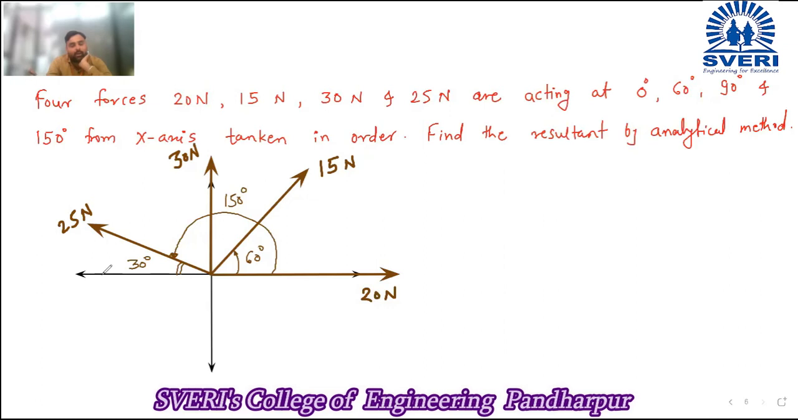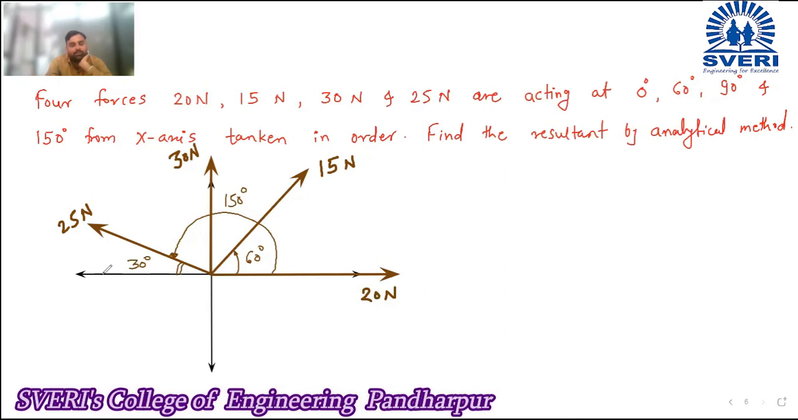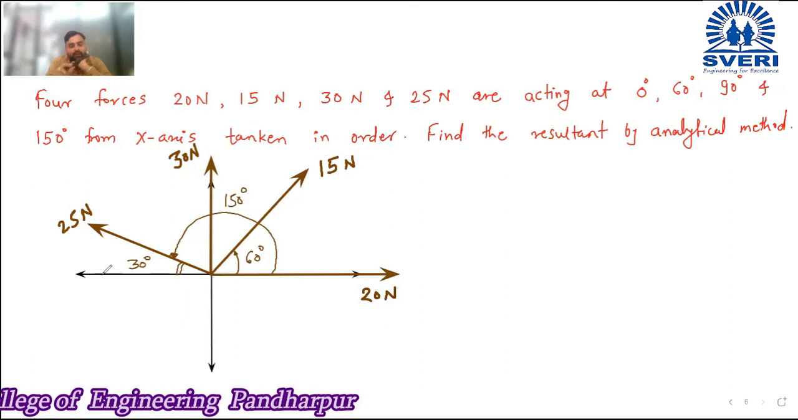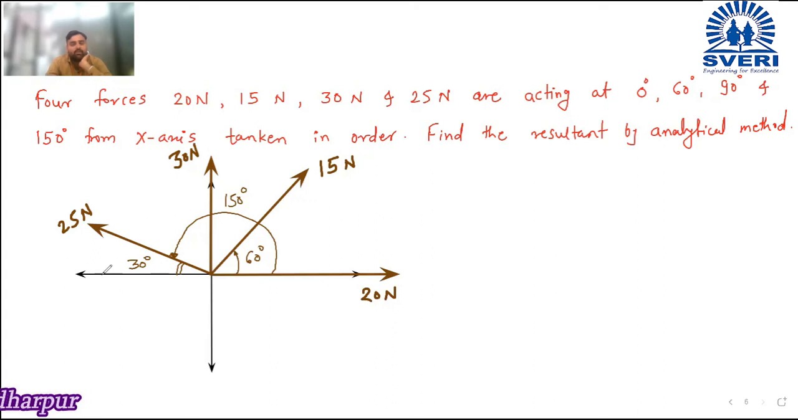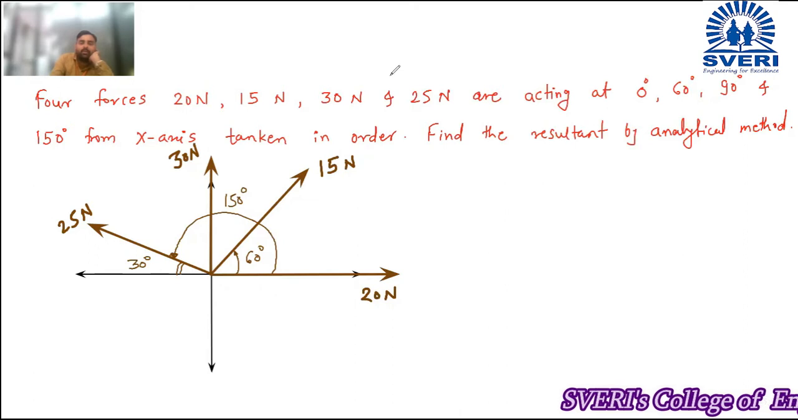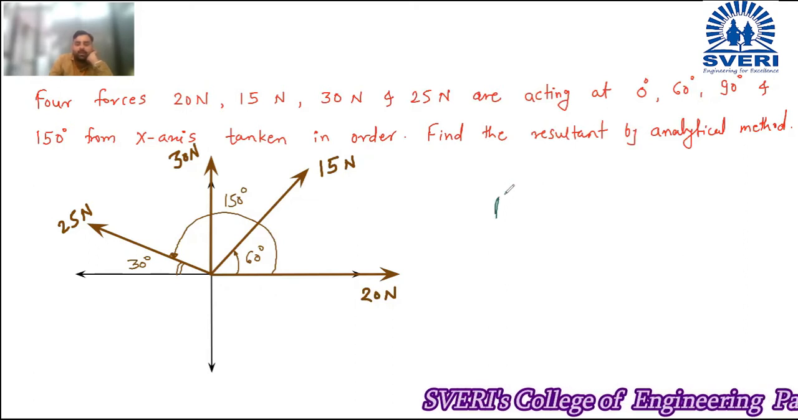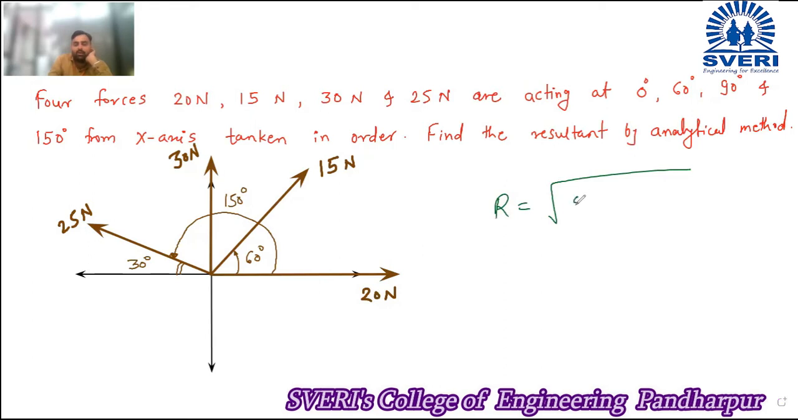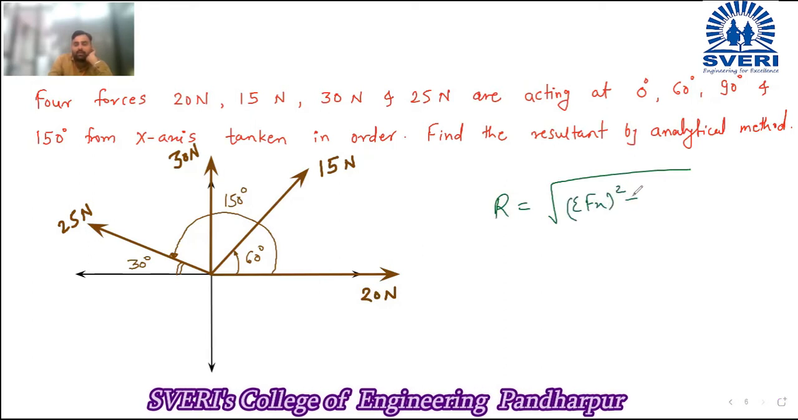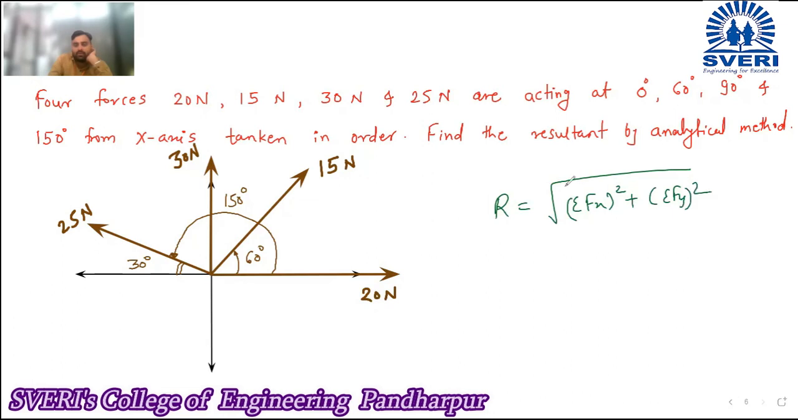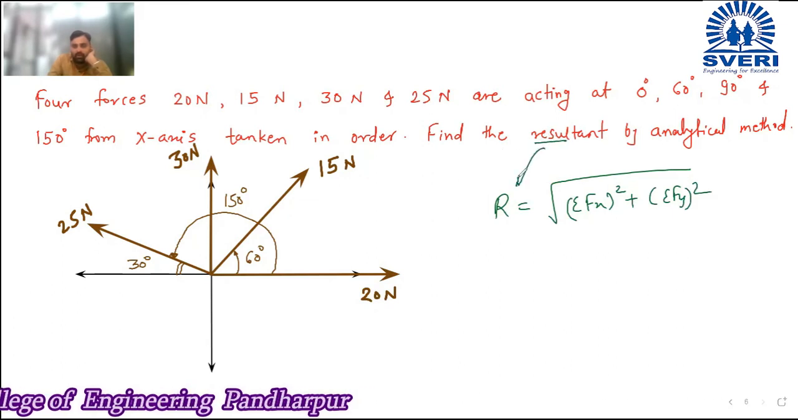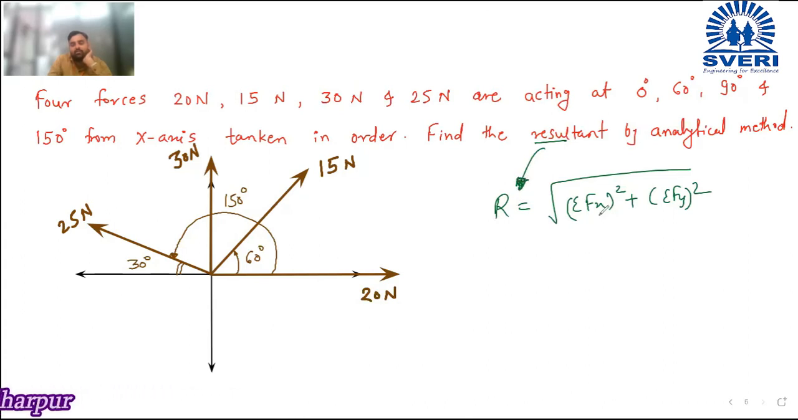So moving further. Now what is our requirement? See the numerical, 4 forces are given: 20, 15, 30, 25. We need to find out the resultant of all these forces. So what is our formula? Don't write anything right now, I am writing just roughly for your understanding. Our formula is R is equal to under root summation Fx square plus summation Fy square. We need to find out this resultant R. So for that, what we require is summation Fx and summation Fy.